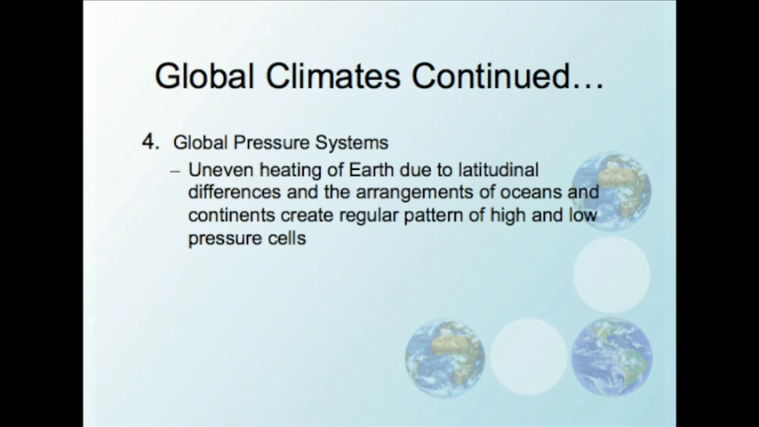Another factor that influences global climates is global pressure systems. Now, we think about how there's a seasonality that's set up in terms of the amount of incoming solar radiation, how different latitudes are receiving different amounts of heating. And so there's a difference over the surface of the Earth of what areas are heating up and cooling down. So this uneven heating of the Earth creates systems of high and low pressure cells that set up over time.